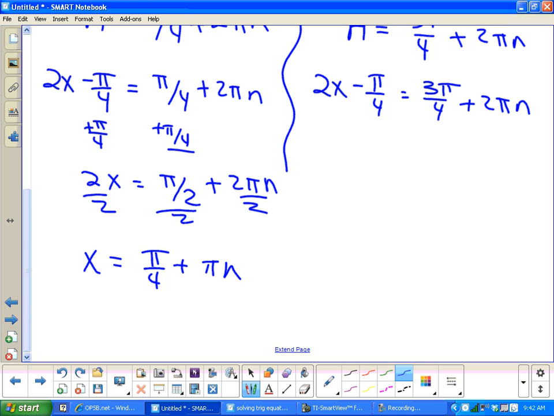All right, now let's do it over here. So we're going to add pi over 4 to both sides. So let's see, that's going to be 4 pi over 4, which is just, think about it, just pi.